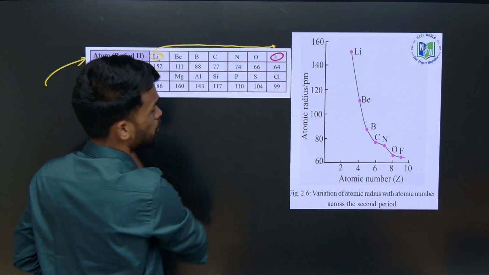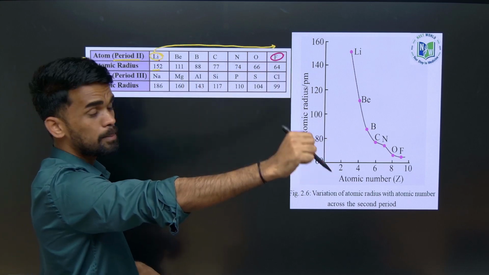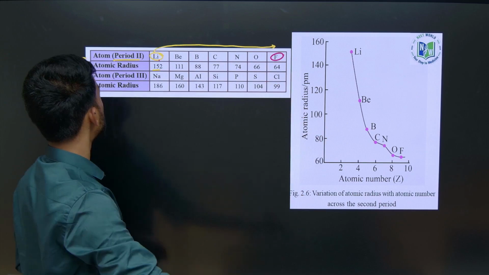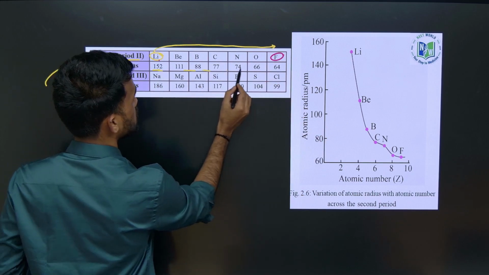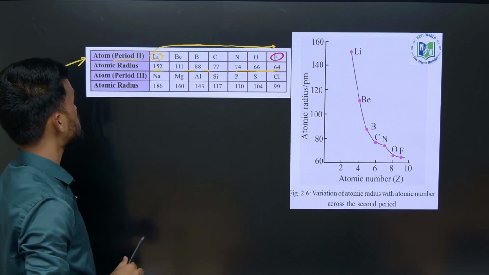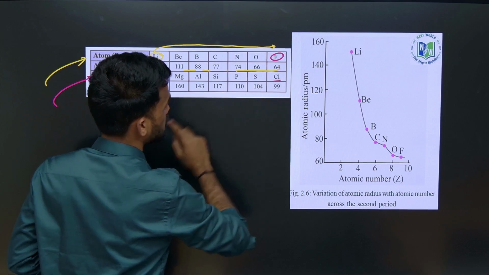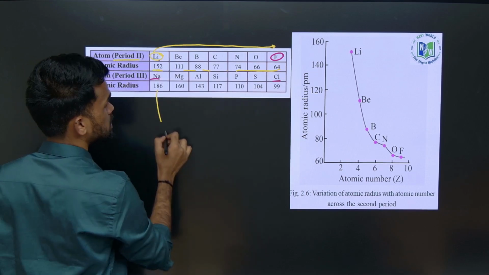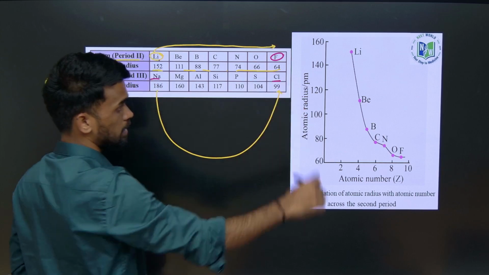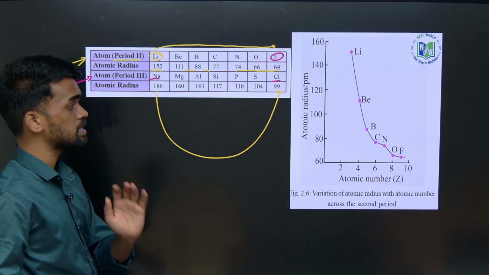to here, what happens? Atomic number increases but atomic radius decreasing. See, atomic radius is decreasing, right? I hope this is clear. So for the third period also you can consider from sodium to chlorine it is mentioned. So here it is 186 to 199. So it means atomic radius is decreased.